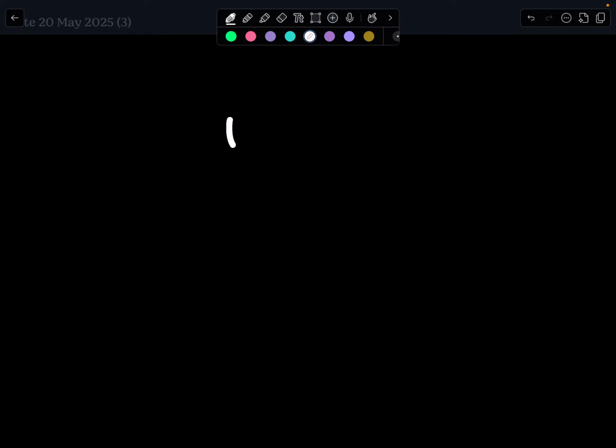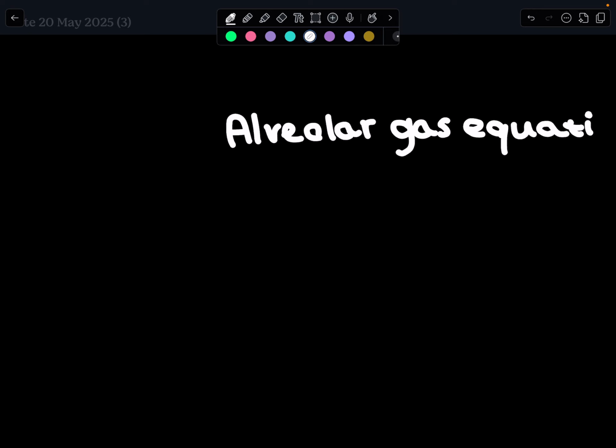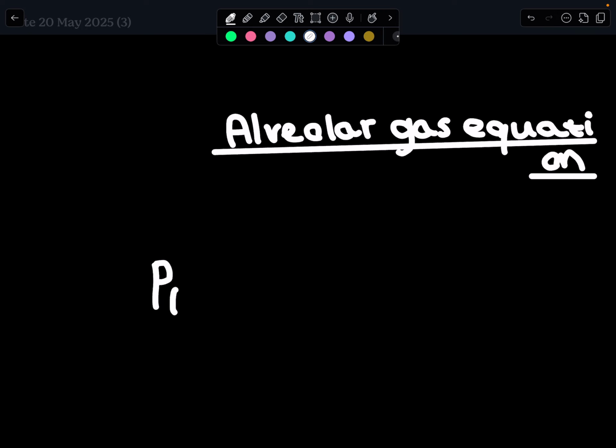The alveolar gas equation helps us figure out the partial pressure of oxygen in the alveoli, which drives oxygen diffusion into the blood. It's roughly PAO2 = PiO2 minus PaCO2 over R, where PAO2 is the alveolar oxygen pressure, PiO2 is the inspired oxygen pressure, PaCO2 is the alveolar carbon dioxide pressure, and R is the respiratory exchange ratio, usually around 0.8.